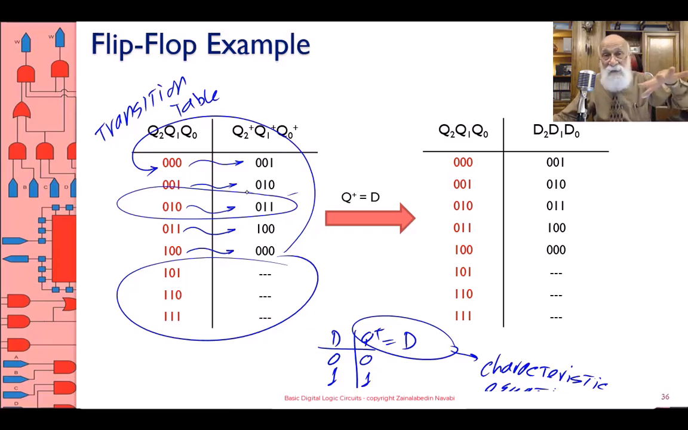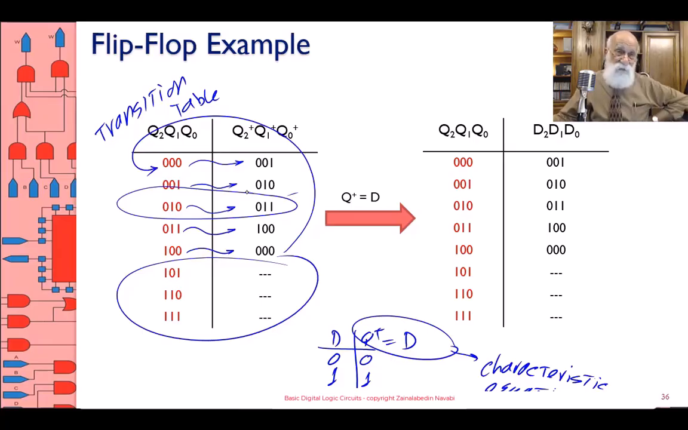And if you look at the programmable logic devices, they also have D flip-flops as the main default flip-flop. And if you want to have other flip-flops, in most cases, you have to build those out of D flip-flops. So D flip-flop is a good choice. That's all I'm saying here.